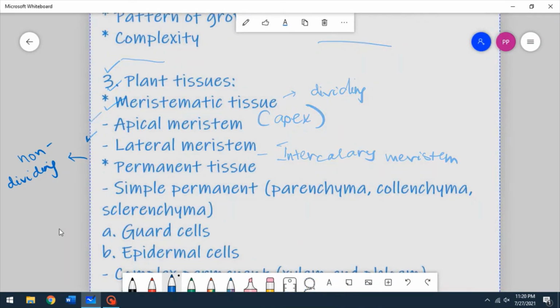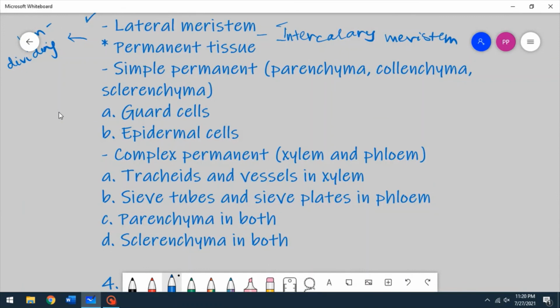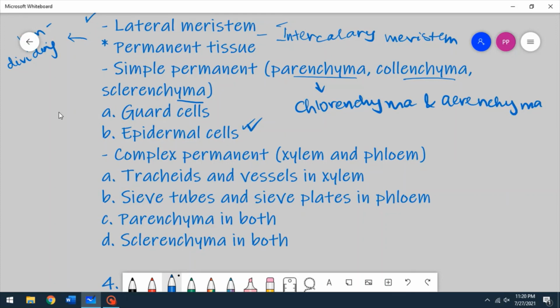Alright, so the permanent tissue is of two types: simple permanent and complex permanent. Simple permanent has parenchyma, chlorenchyma, and sclerenchyma. Parenchyma again is divided into chlorenchyma and aerenchyma. And then we talked about guard cells, which control the movement of stomata, and therefore facilitate the exchange of gases. And then we talked about epidermal cells, which are the outermost cells of the plant.